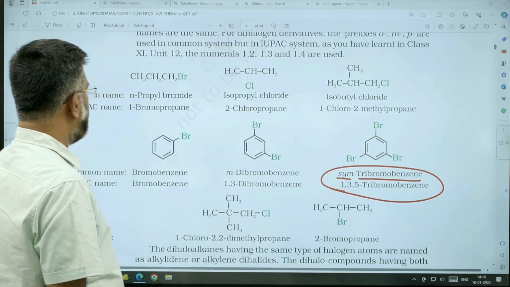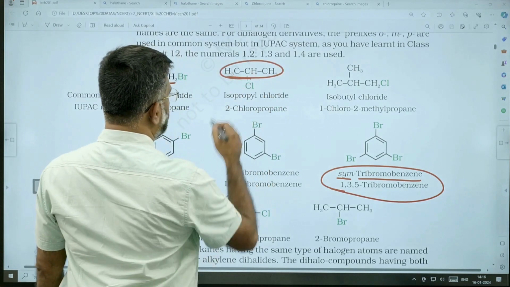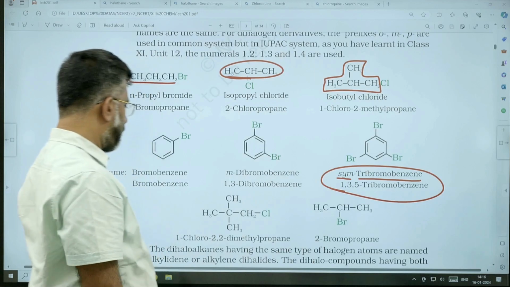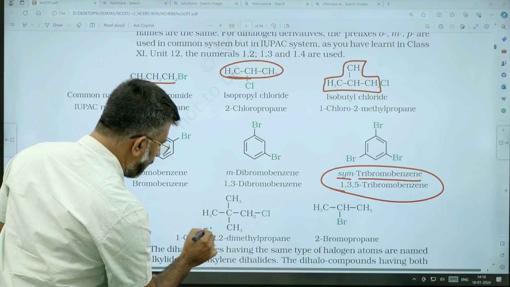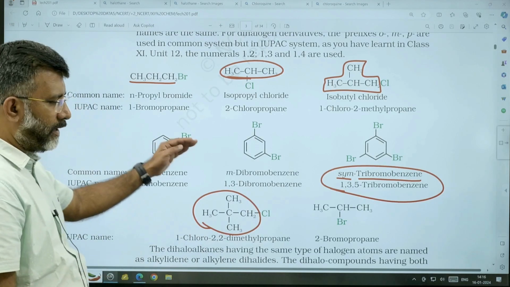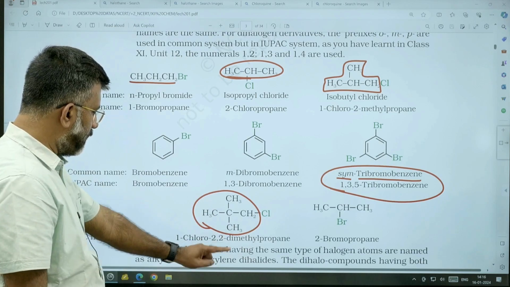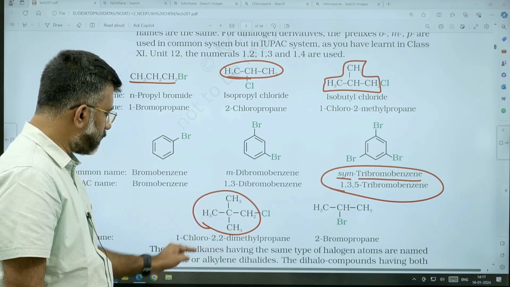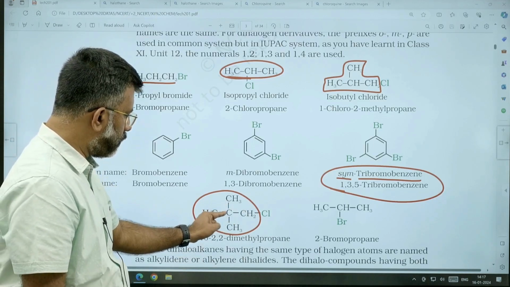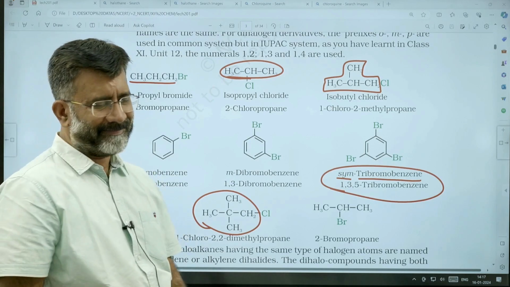Symmetrical. This is the n-propyl group, this is the isopropyl group, this is the isobutyl group, like that. And this is the neopentyl group, you know, neopentyl group. And the molecule will be neopentyl chloride. The IUPAC name is 1-chloro-2,2-dimethylpropane. Like that. Okay.